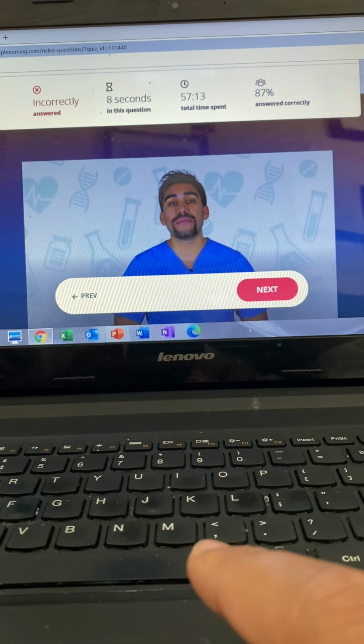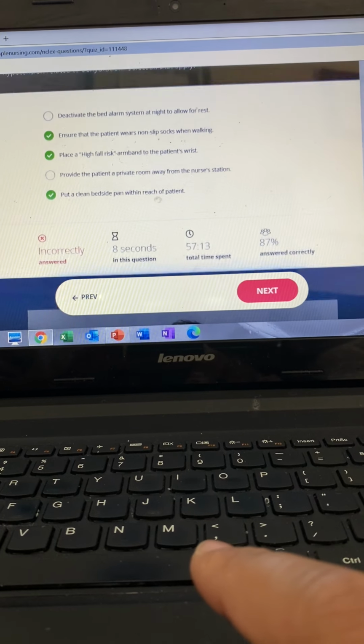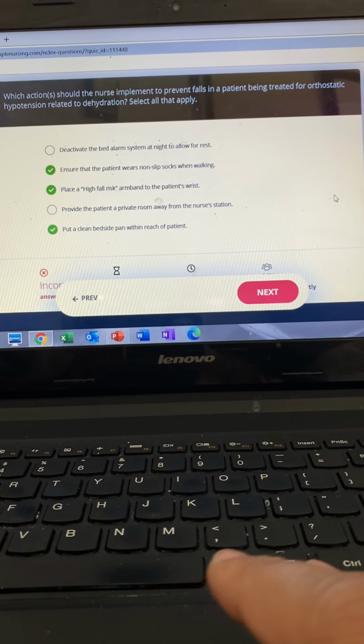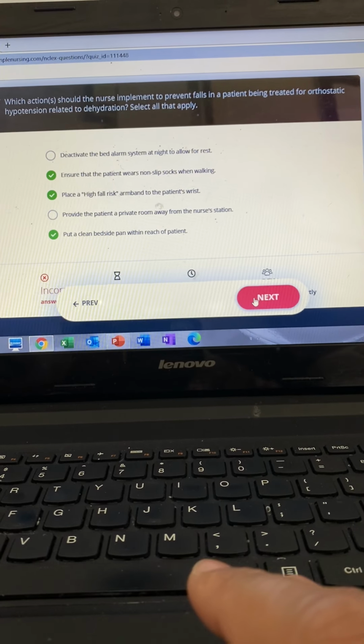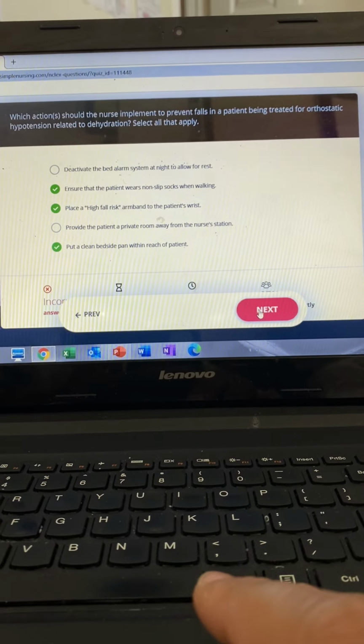Non-slip socks prevent slippage and fall. And option 3, identifying the patient as a fall risk makes everyone on the care team aware that this patient's at risk. And option number 4 is incorrect.